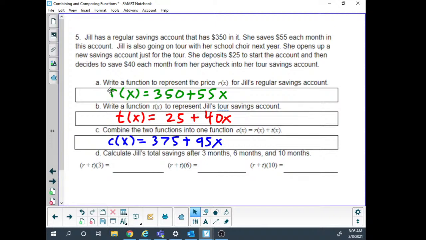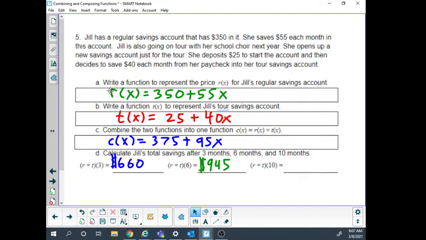Alright. What's R plus T of 3? Jay. R plus T of 3 is $660. Yeah. Did you forget your dollar sign? Mads, what are you thinking for R plus T of 6? $945. Pretty good gig here.